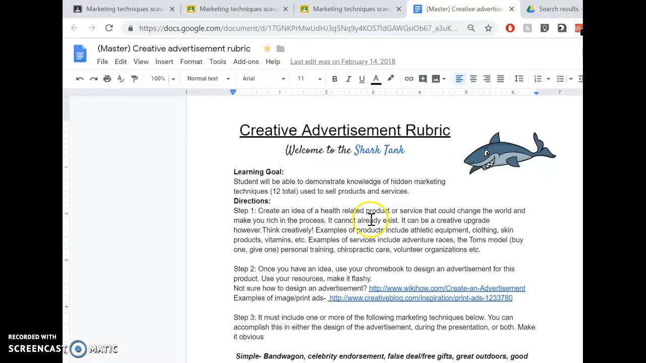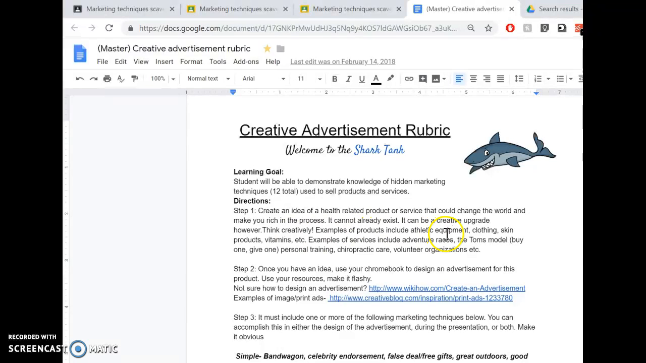But it cannot already exist. It can be a creative upgrade. So you can't invent a shoe because there are already shoes. You could do shoes, however, that do certain things that help with this problem or that charge your phone as you're walking because they have a battery or something like that, right? Think creative about what you could do.